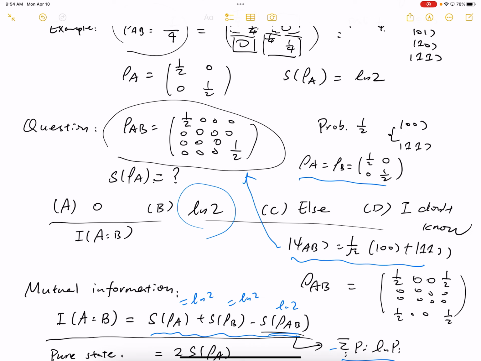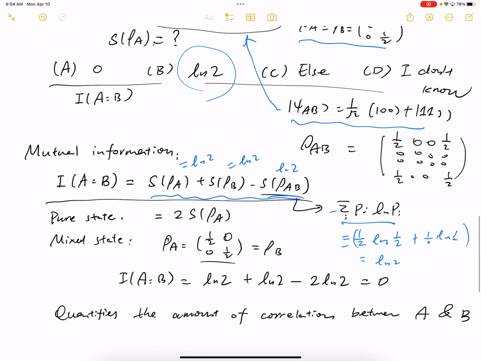I just want to point out, and keep in mind, that if you are talking about how to quantify entanglement in a mixed state, that is a very challenging problem. Yeah, so that's the bottom line.